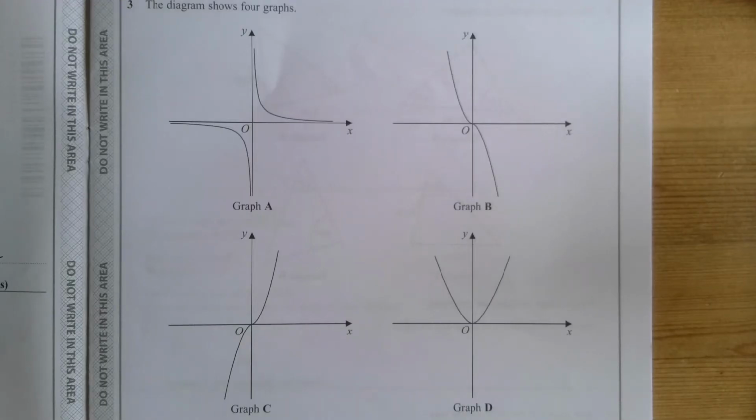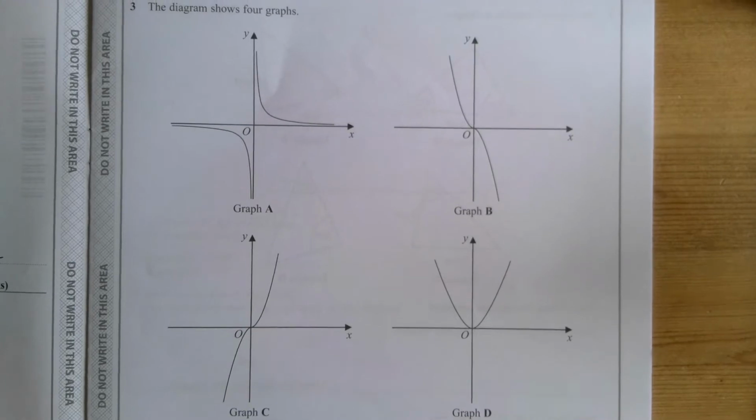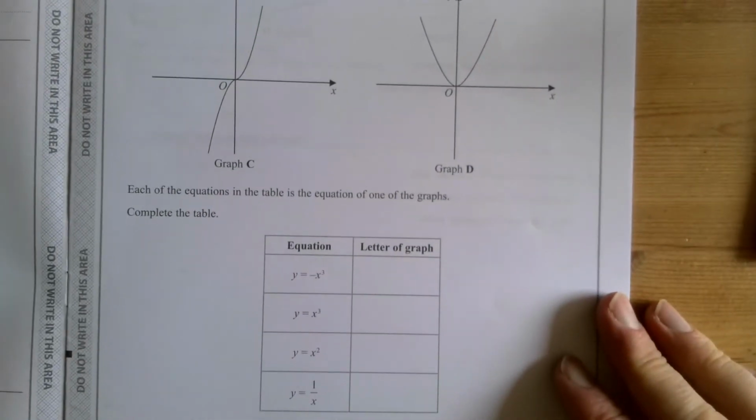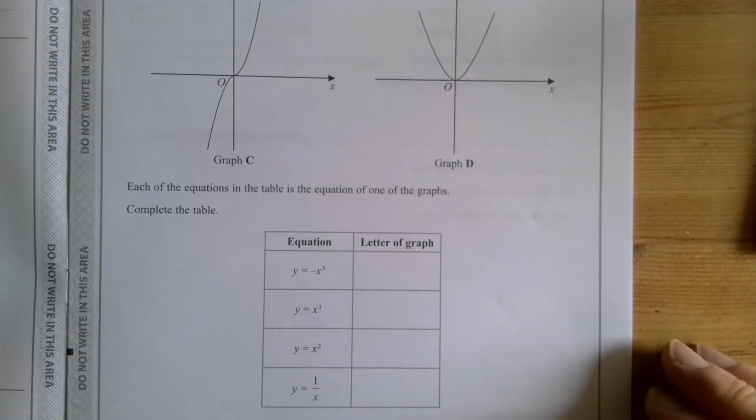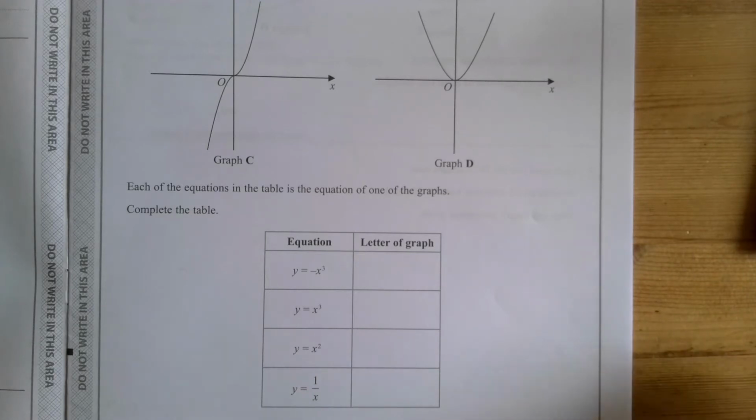Question 3 is one that a lot of people just guess at. You've got 4 graphs there, and then down below we've got a table. y equals minus x cubed, y equals x cubed, y equals x squared, and y equals 1 over x. I'm going to write them all above so we can think about them all at the same time.